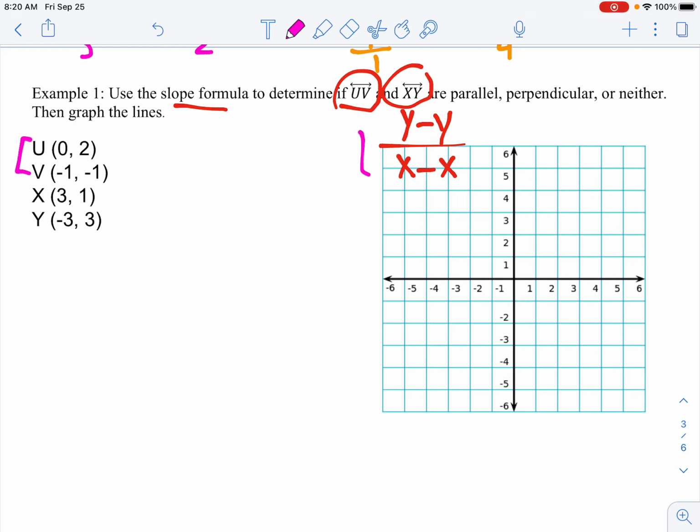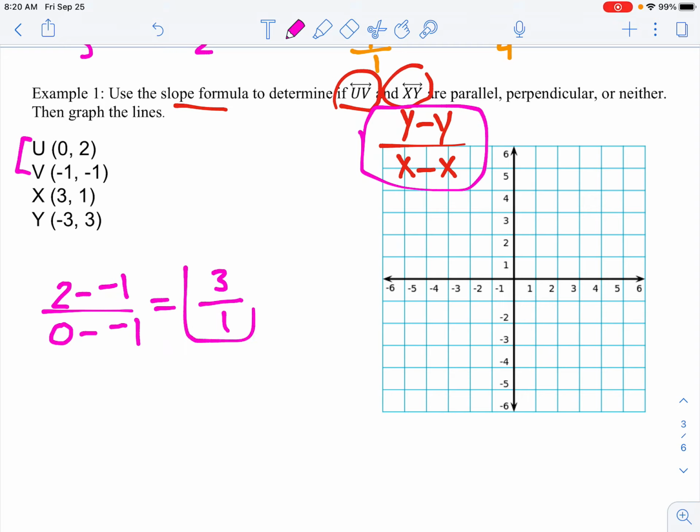All right, remember our formula over here, y minus y over x minus x. So let's take the y's first. 2 minus a negative 1. So I started with the 2 for the y's, I'm going to start with the 0 for the x, minus a negative 1. Notice the sign in the equation, and we plug in the number. All right, 2 minus a minus 1 is 3. 0 minus a minus 1 is positive 1, and I can't reduce that. So the slope of UV is 3 over 1.